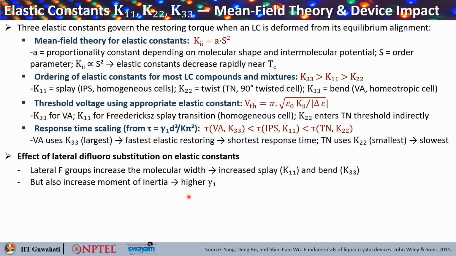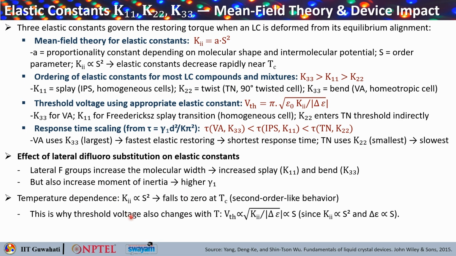So, you will get higher viscosity. The temperature dependent study shows us that K is proportional to S square, but this falls to 0 at Tc, like second order behavior, and this is why the threshold voltage also changes with temperature. So, this VTH is basically proportional to the square root of K, which is proportional to S, that is the order parameter.